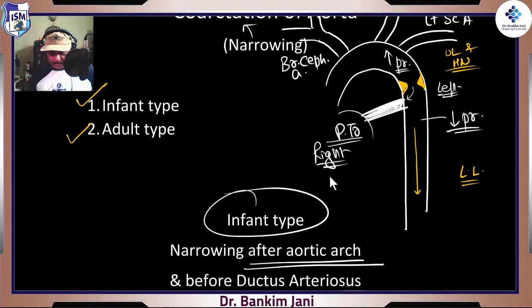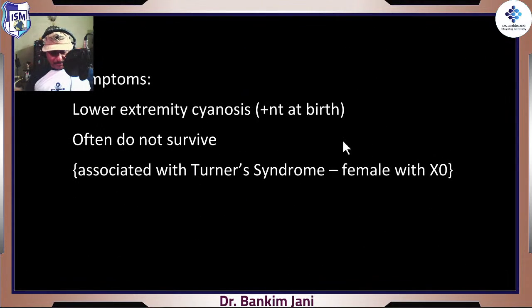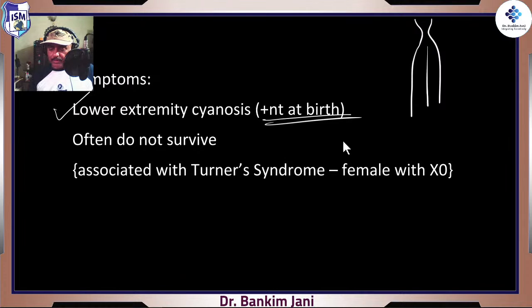But say we are talking about infant type. So in infant type, there is lower extremity cyanosis, right? And which is present at birth. Because of that obstruction, because of that narrowing, the amount of blood which is going over here to the lower limb is less, and they often do not survive because it is associated with even many other complications like Turner syndrome, etc. This is the female with not XX but just XO.